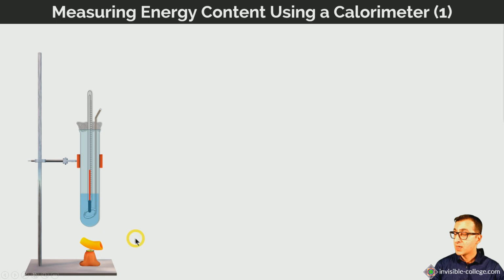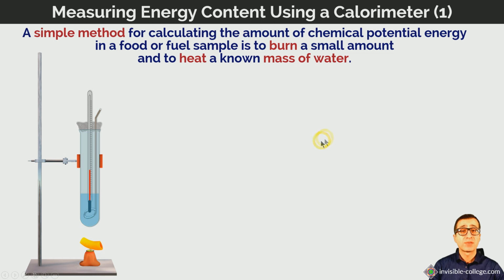by the burning food rather. And then since we know the mass of the food, we can then calculate the number of joules of energy that were originally stored per gram of that food. So essentially, we are burning a small amount of food, and we're using the heat from that burning process to heat a known mass of water.